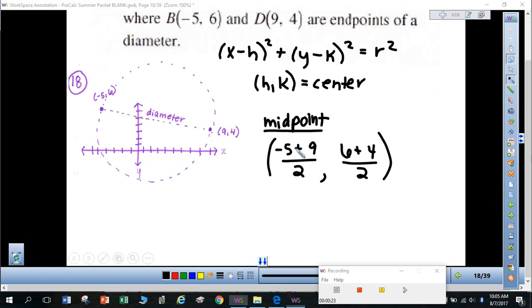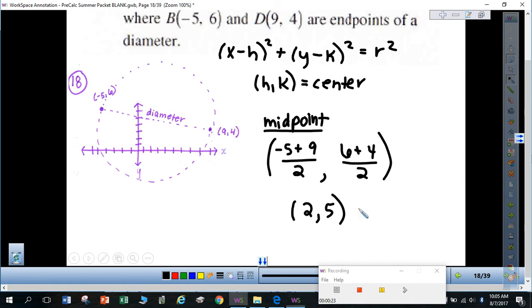So we end up over here with 4 divided by 2, which is 2. Over here we have 10 over 2, which is 5. So that's the midpoint of the diameter line, and it also represents the center of our circle. And it's going to be h and k in our final answer for the standard form.